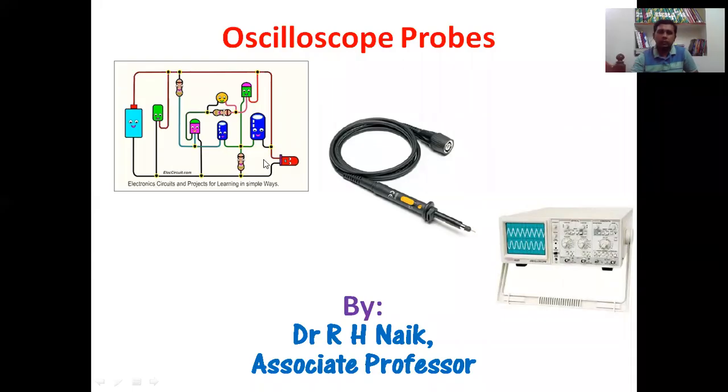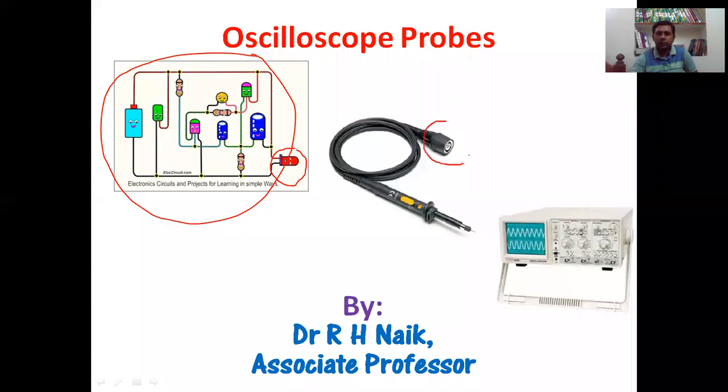See here on the screen I have shown one example circuit. The circuit output is connected with this probe. So the first one is the electronic circuit, the second one is the probe, and the third one is the CRO.